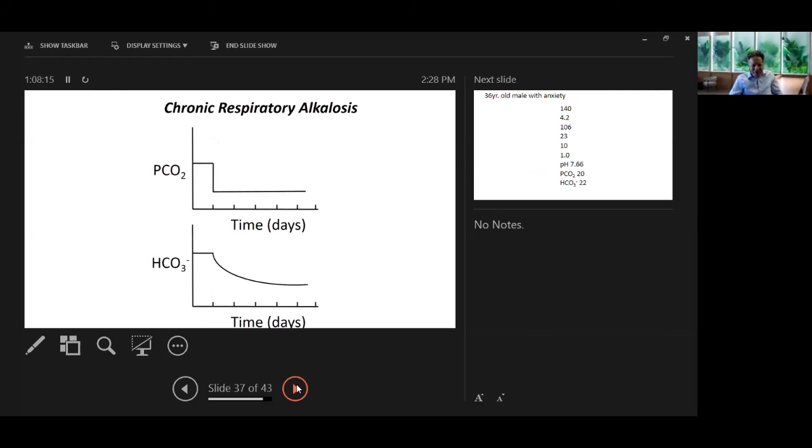If you look at the temporal changes, it's sort of the opposite of what I showed a minute ago. If you step down the PCO2 and follow it over days, it gradually decreases until a new steady state is reached. We have a name for the first part. We call that acute respiratory alkalosis. We have a name for the end called chronic respiratory alkalosis. We don't have a name for the middle. Next slide.